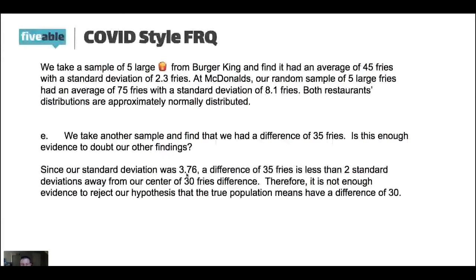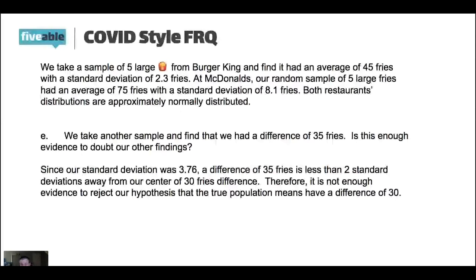So a difference of 35 fries is less than 2 standard deviations away from 30. Okay. 2 standard deviations would be 3.76 times 2, 7.5. So 37.5 fries would be quite a bit different. Okay. That would be 2 standard deviations away from the average, which if you think back to the empirical rule, 95% of your data is within 2 standard deviations.